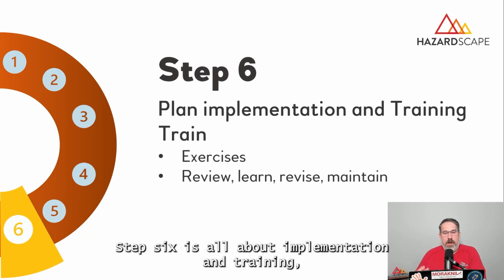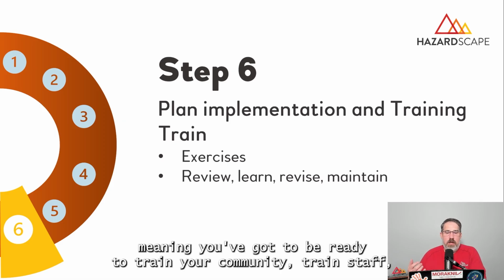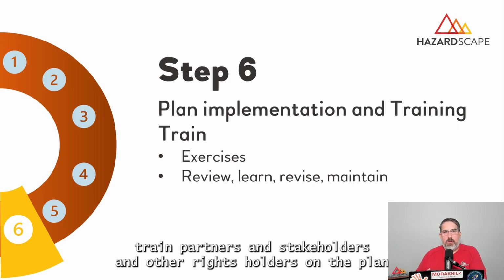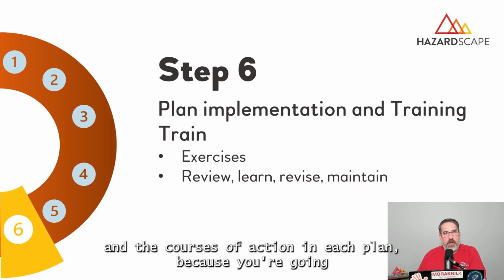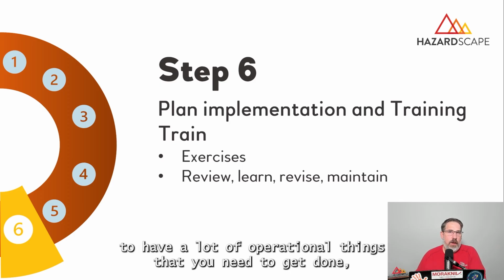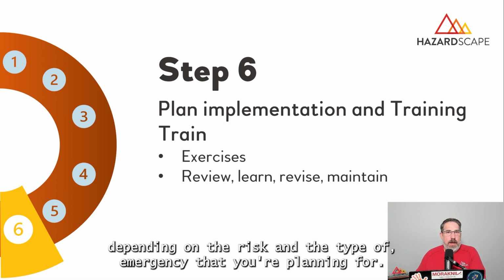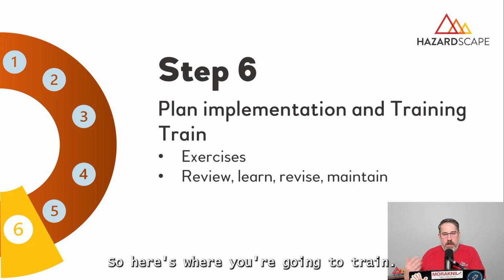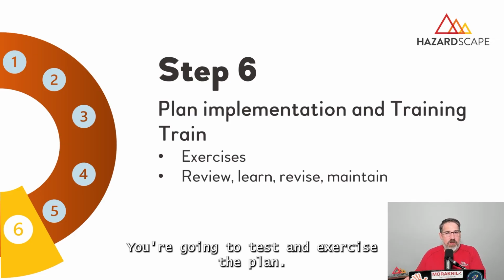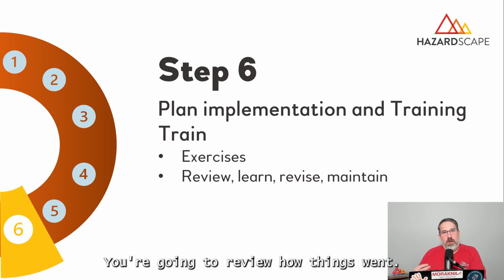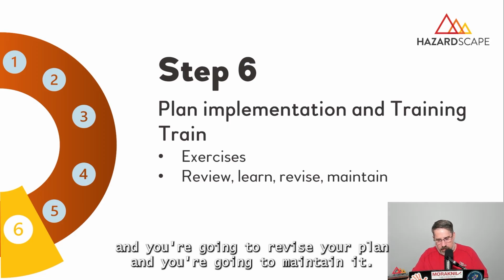Step 6 is all about implementation and training, meaning you've got to be ready to train your community, train staff, train partners and stakeholders and other rights holders on the plan and the courses of action in each plan. Because you're going to have a lot of operational things that you need to get done depending on the risk and the type of emergency that you're planning for. So here's where you're going to train. You're going to test and exercise the plan. You're going to review how things went. Were they adequate? Were they relevant? Then you're going to learn from that and you're going to revise your plan and you're going to maintain it.